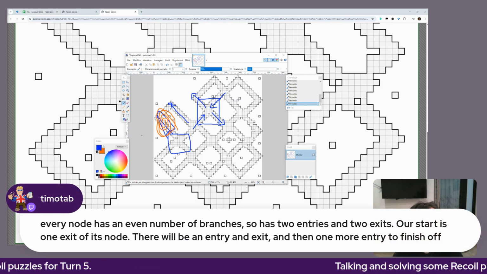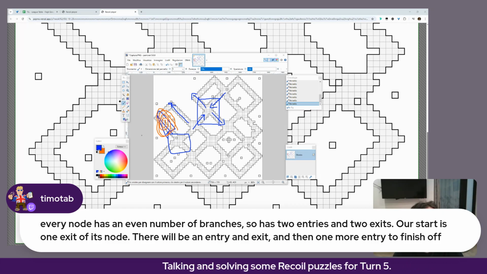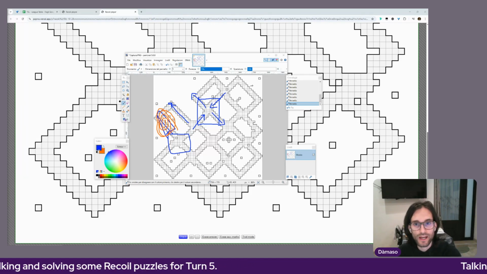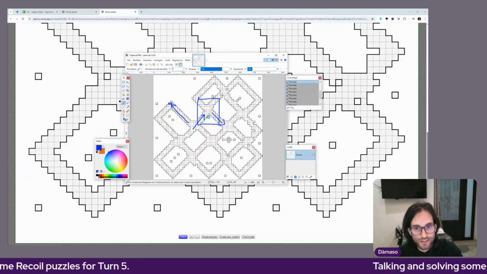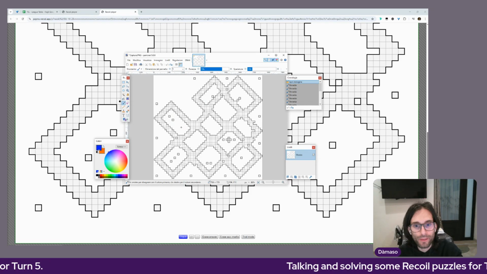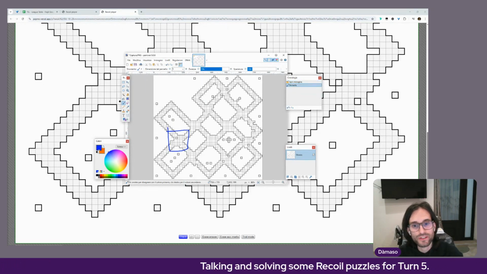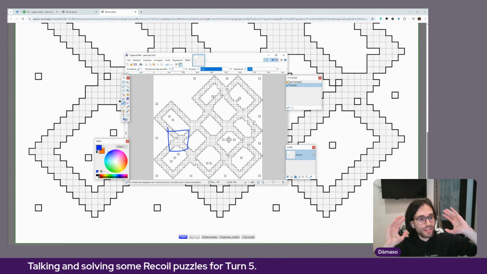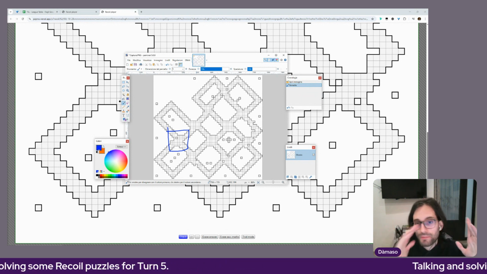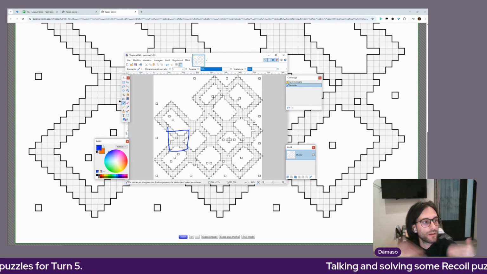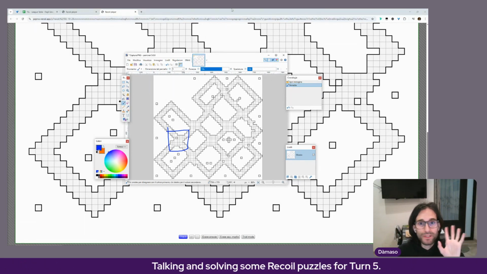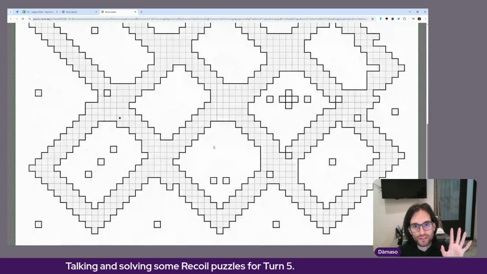Every node has an even number of branches, so it has 2 entries. Yes, exactly like that. There will be an entry and an exit, and then one more entry to finish off. So this means, and this is the whole point of what I'm saying, that you must finish your puzzle in this node, that is the node in which you are starting, okay? Now, let's keep this information in mind, because we will need that in some minutes. And please remember that I'm not doing anything in the grid yet, okay?